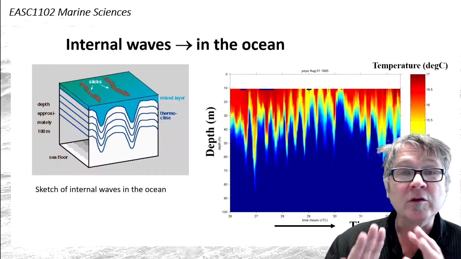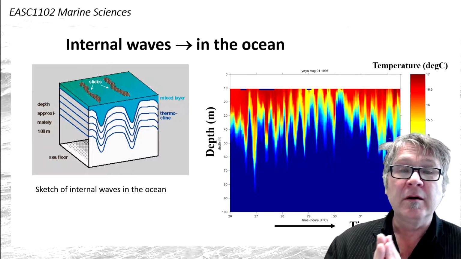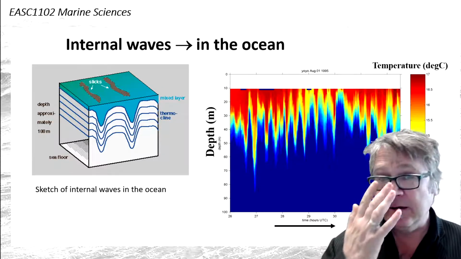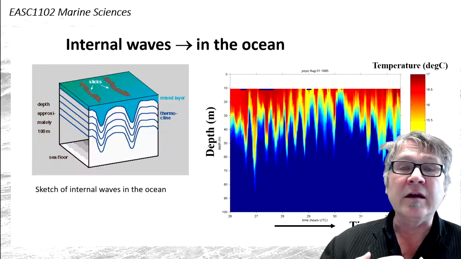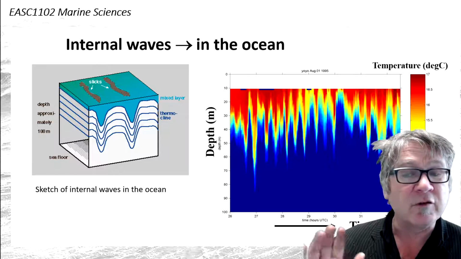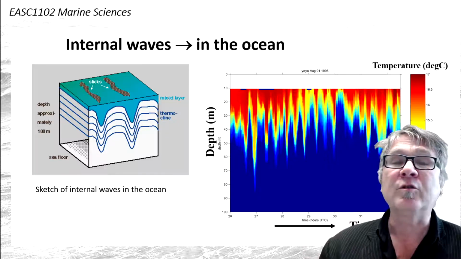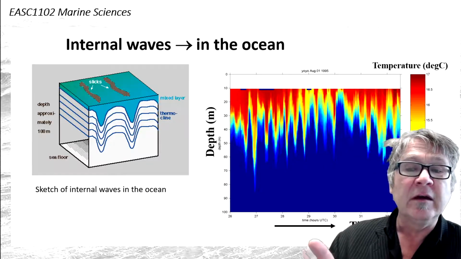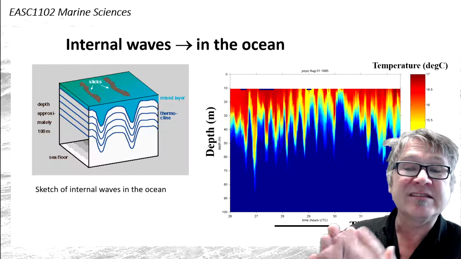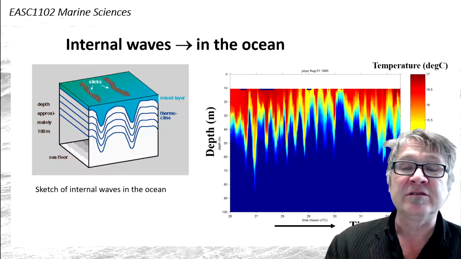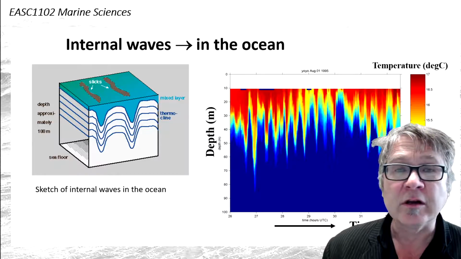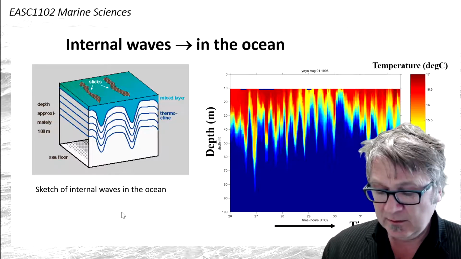You can also spot internal waves because at the surface they can create a convergence: horizontal flows that converge, and floating matter accumulates along so-called slicks. This is illustrated here in the top left. This is what we call an internal wave.